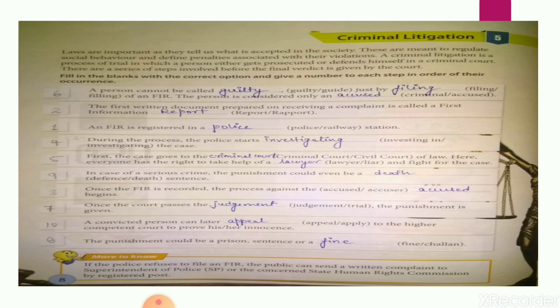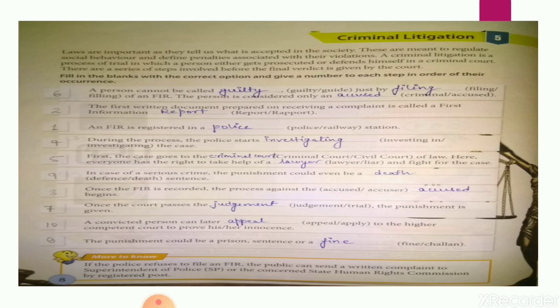So in this chapter what we have to do, we have to fill in the blanks with the correct option, because two options are given, and we have to give a number to each step in order of their occurrence. So first we will see what we have to fill in the blanks, then we will put it order wise. First of all, a person cannot be called, two options are given, guilty and guide. So obviously it will be guilty. A person cannot be called guilty just by, two options are there, filing and filing. So first one, filing. Just by filing of an FIR, the person is considered as an accused. Two options are there, criminal and accused.